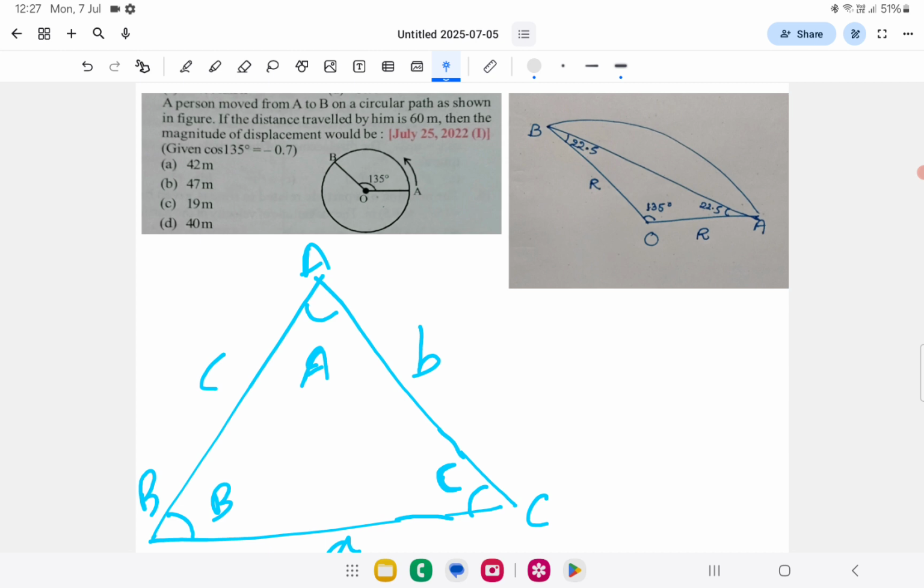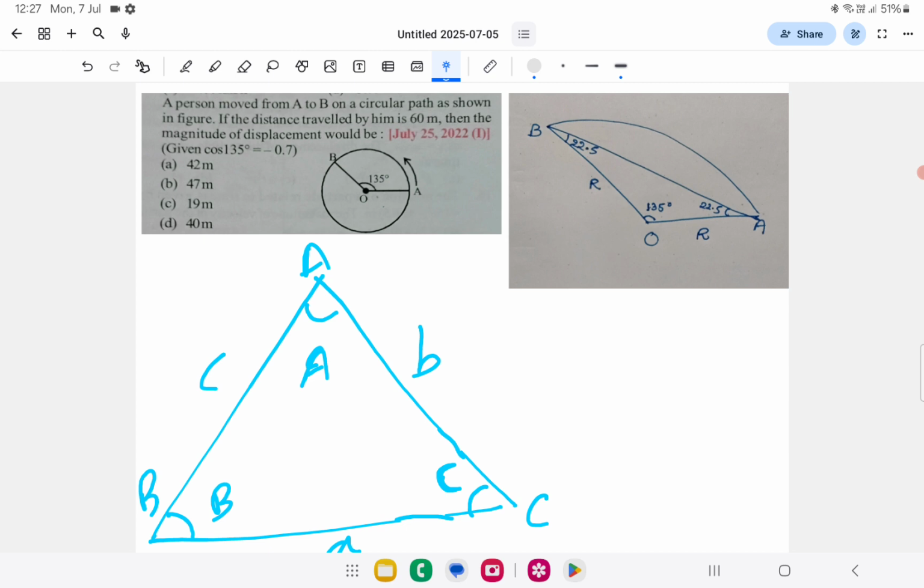So, in this question, a person is moving on a circular path from A to B, and the distance traveled means the actual path traveled by the person. So, the arc length AB is the actual path, that would be the distance. So, arc length is r into theta, and theta would be in radian, that would be equal to 60 meter.